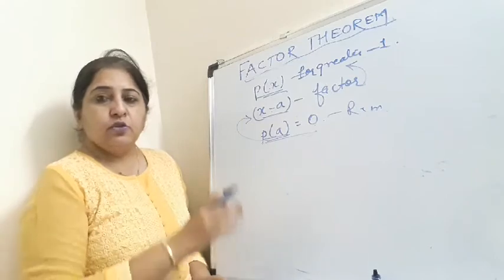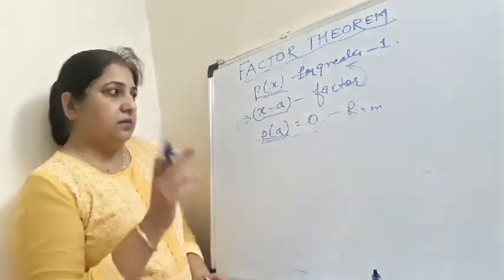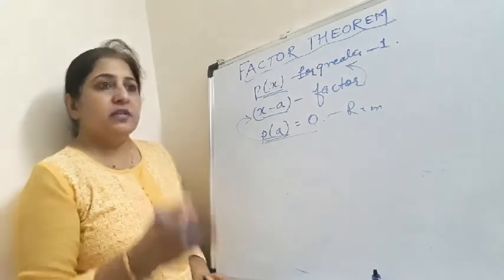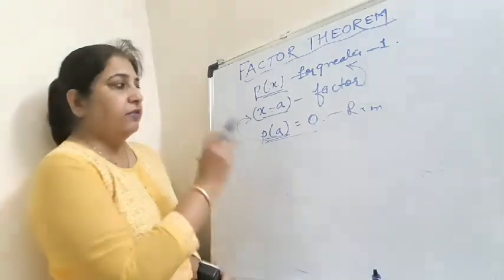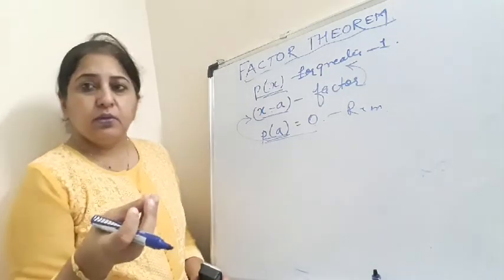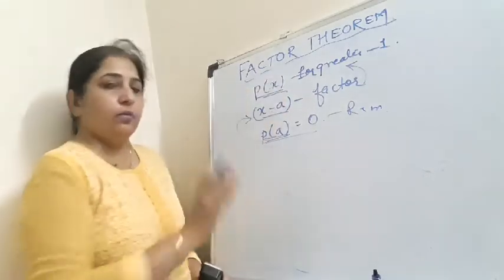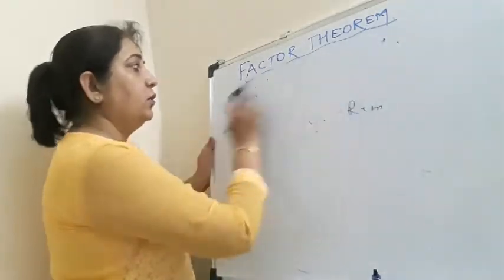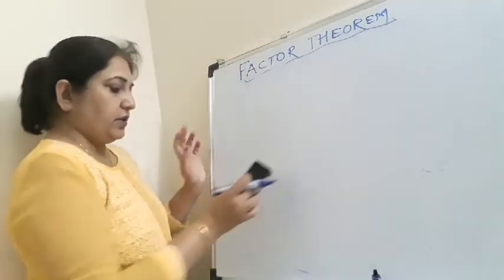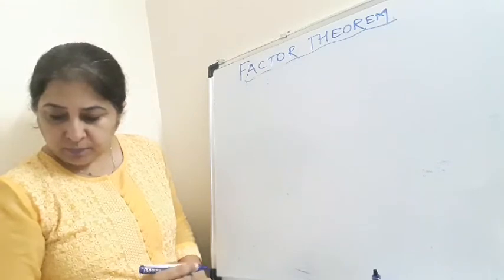Is it clear? When the questions are given to you, you will understand how to find the remainder. If it is 0, you will write yes, it is a factor. If the answer is not 0, then you will say that the given divisor is not a factor of the given polynomial. Okay, so we will understand this with questions. I will solve questions for you. Let us take a question.